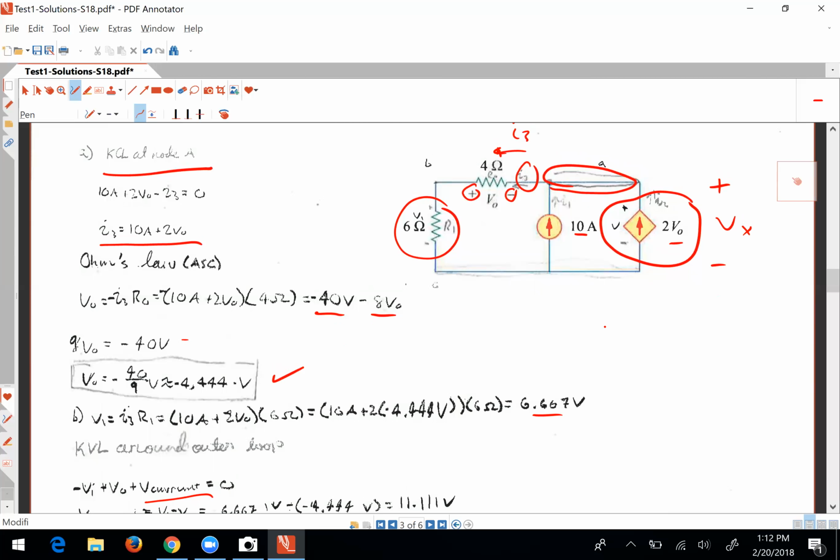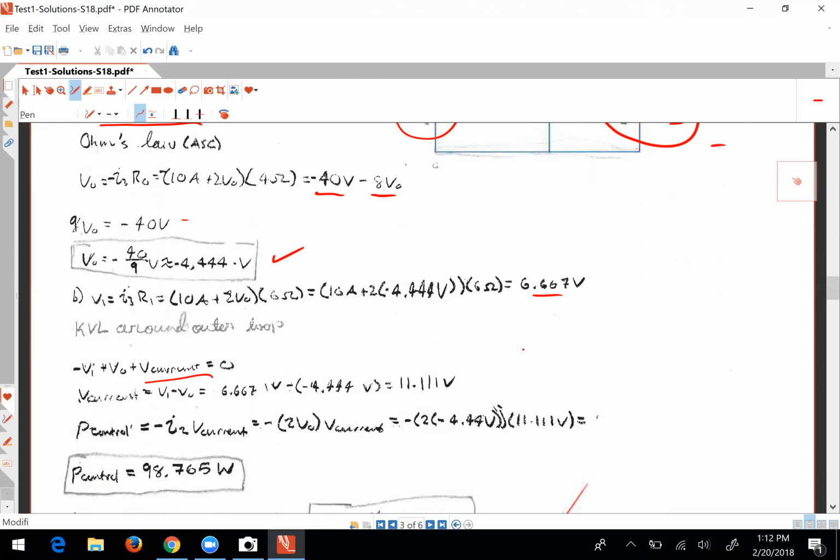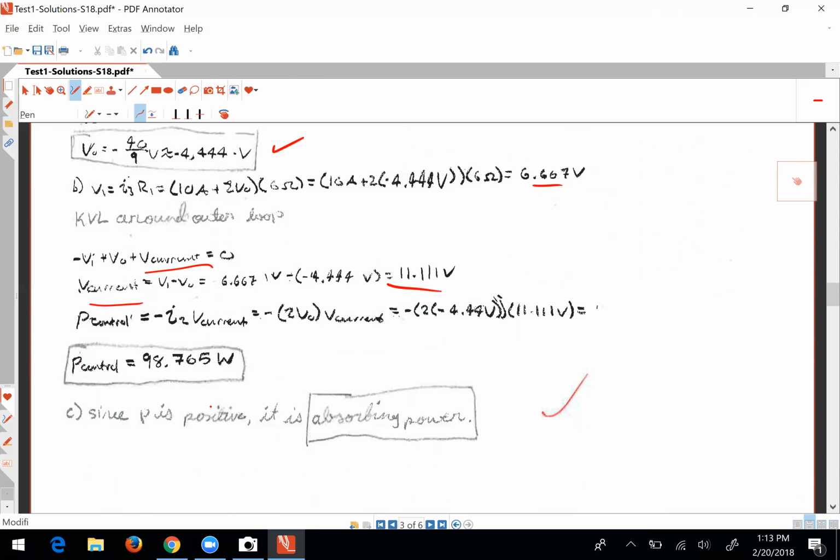Now that you found I3, you can find the voltage drop across those resistors, do KVL, and come up with a value for the current source voltage, which is 11.11 volts. You can then find the power, and the power is greater than 0, so therefore the dependent source is absorbing power.